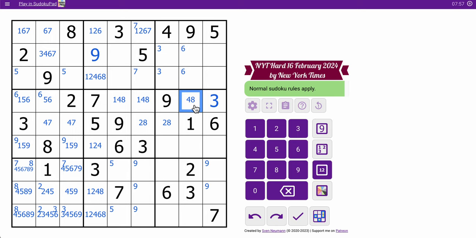So 2, 3, 7, 9. Well, it can't be 1. 2, 3. Could be 4. I think it could be 5. Can't be 6. Can't be 7. Or 9. So this is 4, 5, 8 only. Interesting.